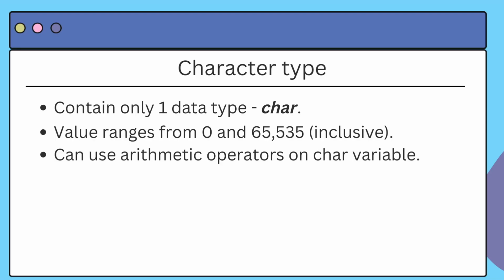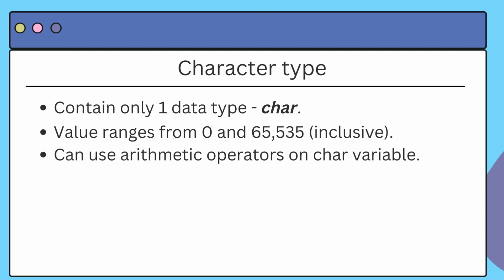Now let us talk about the character type. The character type has only one data type, which is char, and the value of char ranges from 0 to 65,535. What it simply means is that each integer holds a single character, like A is represented as 65 and B is represented as 66 and so on. That's the reason we can perform arithmetic operations on char values.